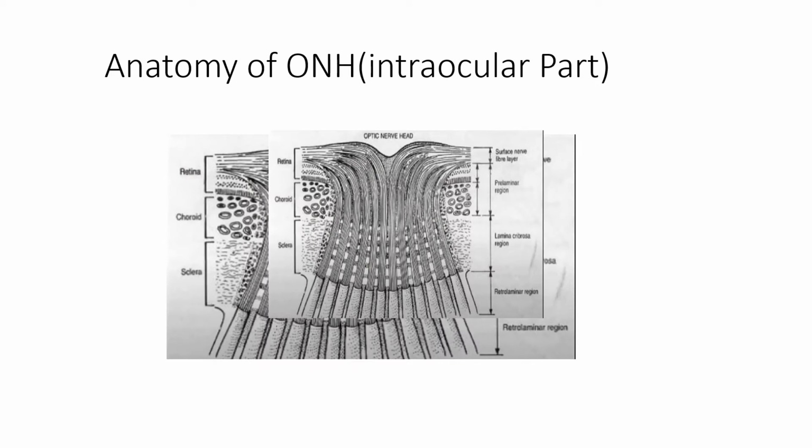It is also called the optic nerve head, and this optic nerve head has five parts. The most anterior part is the nerve fiber layer. This is the nerve fiber layer. Then the prelaminar region, then the lamina cribrosa region, then the postlaminar region.